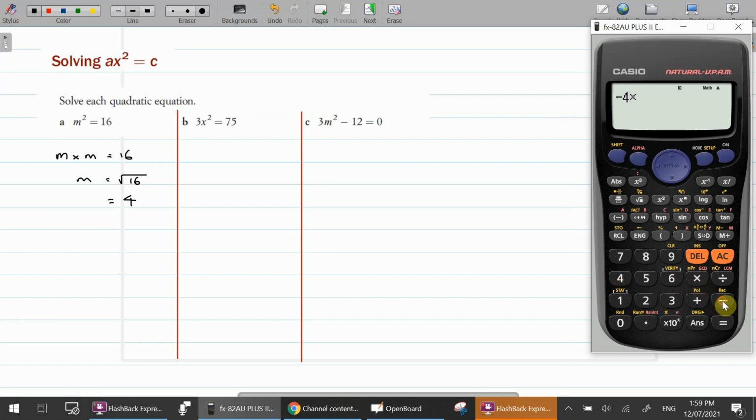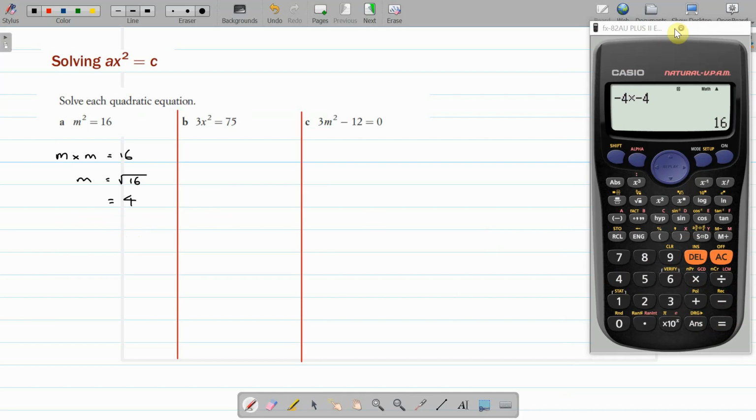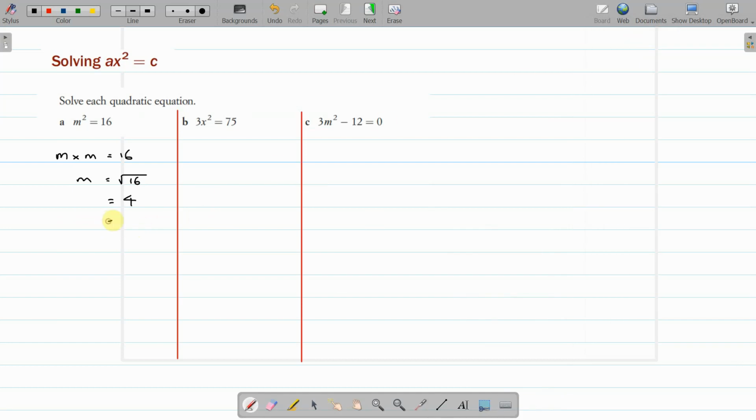Minus 4 times minus 4 also equals 16. Two negatives is a positive. So m also equals minus 4, because minus 4 times minus 4 is 16. 4 times 4 is 16. So we end up with both of these.